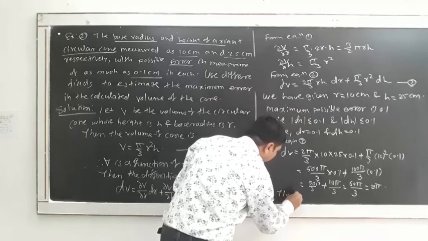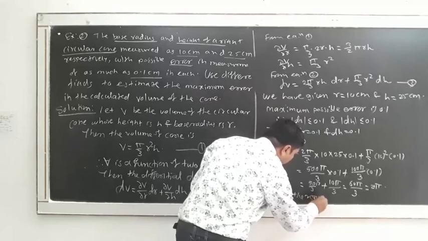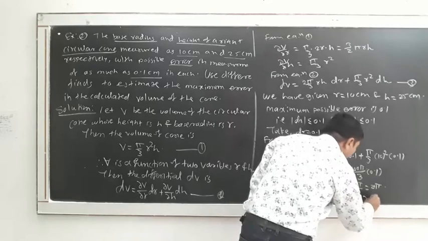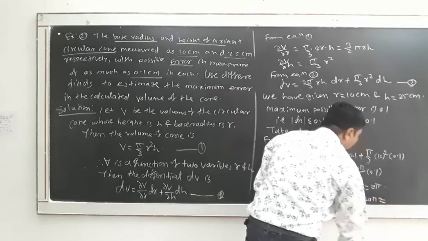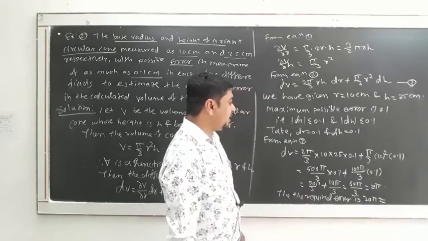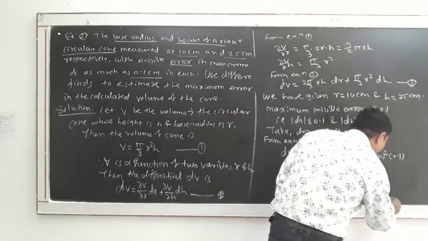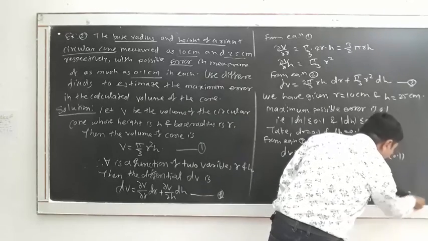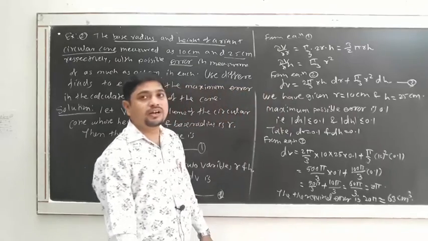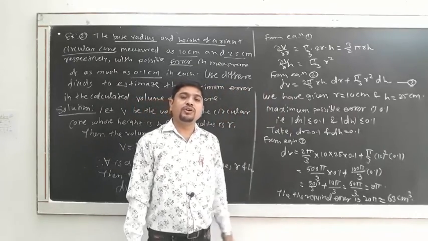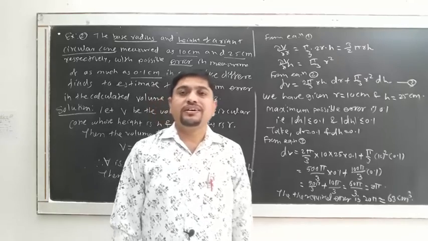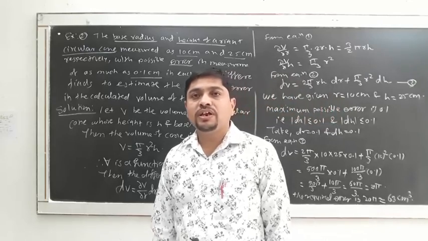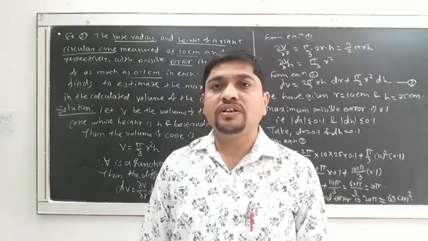Thus the required error is 20 pi. If you put the value of pi as 3.14 and multiply, this should be 63 centimeter cube. It is 63 centimeter cube. Okay, so in a similar way we can find the error. We will discuss more problems in the practical session. Thank you very much.